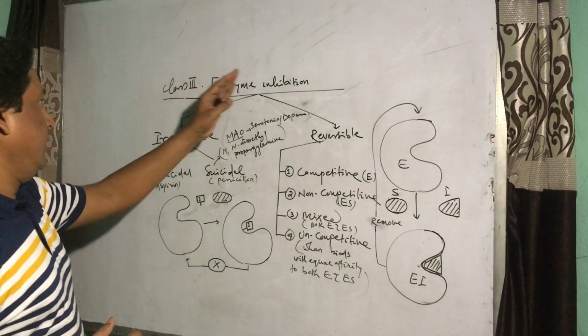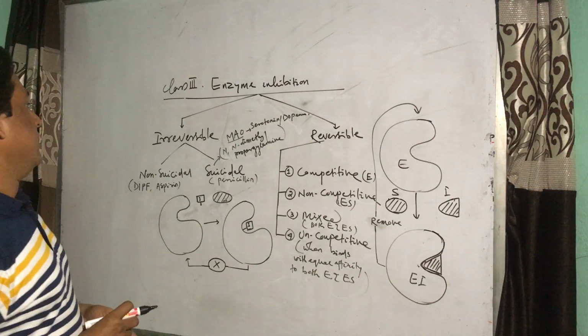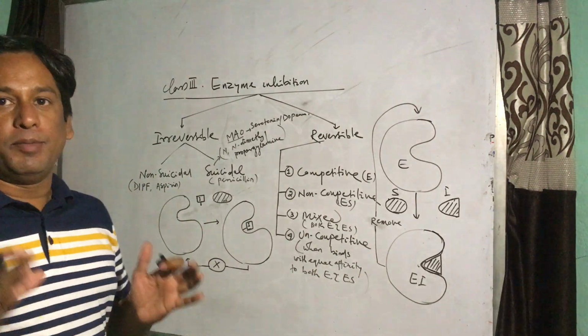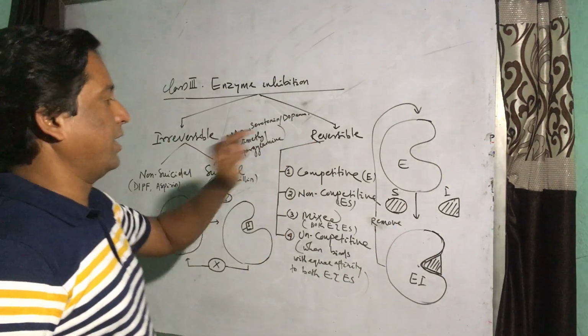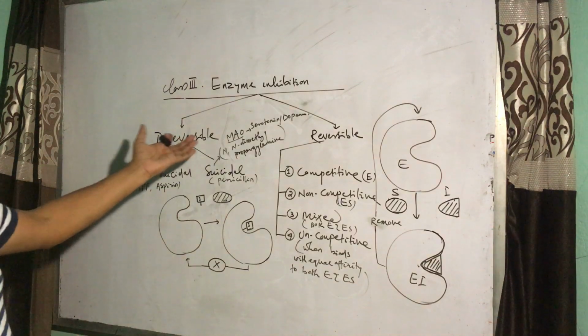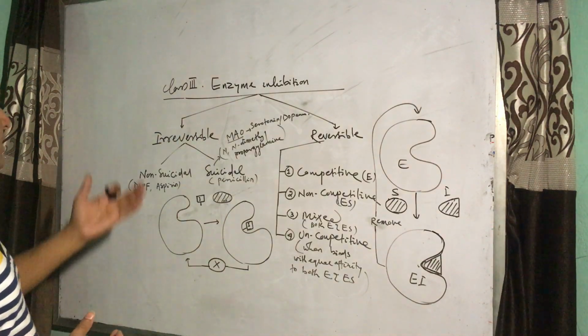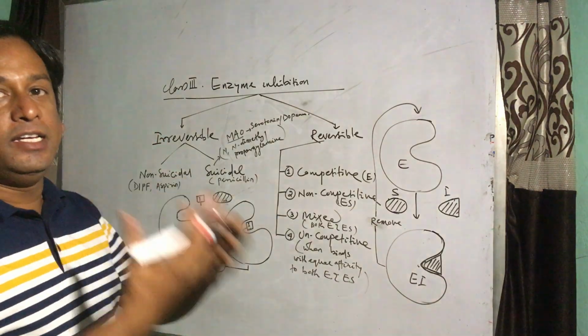So now we shall see what are the different types of inhibition. Enzyme inhibition can be broadly categorized into two types: irreversible inhibition and reversible inhibition, as their names suggest. Irreversible inhibition is the inhibition where the enzyme is permanently inhibited.